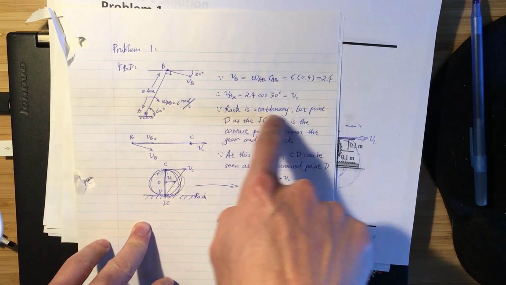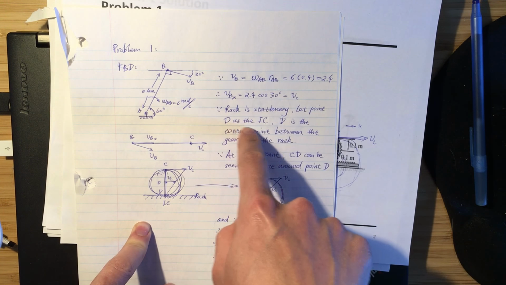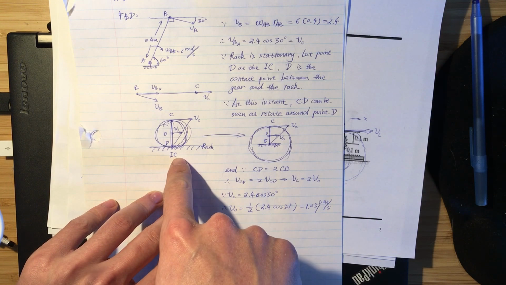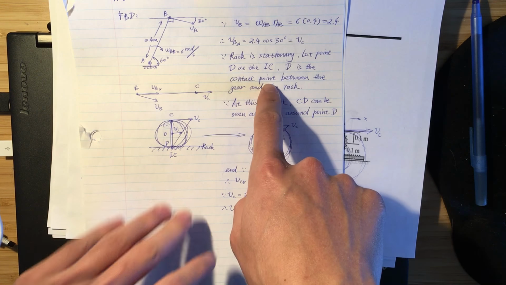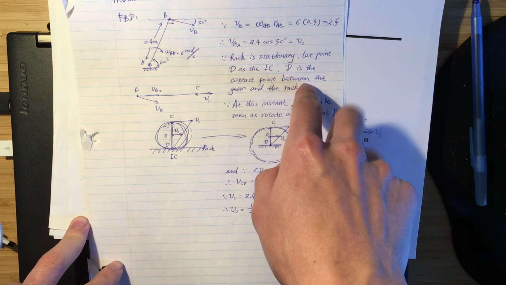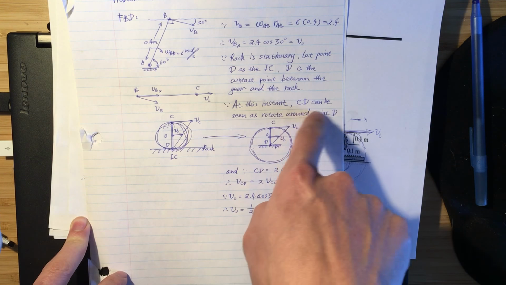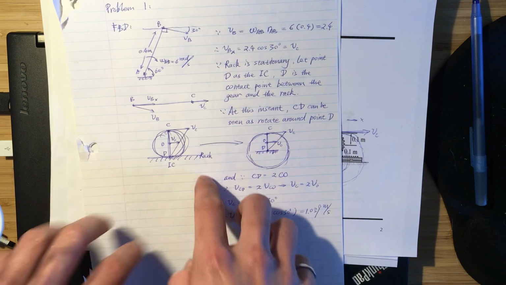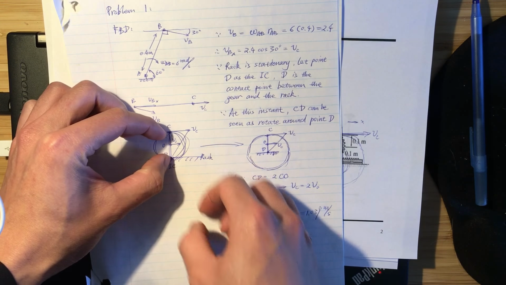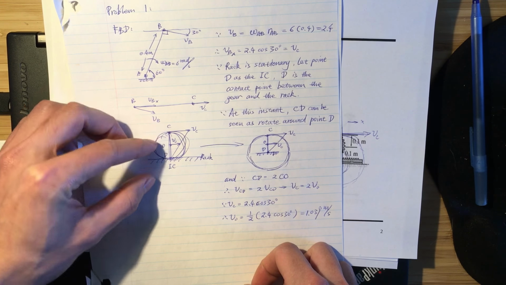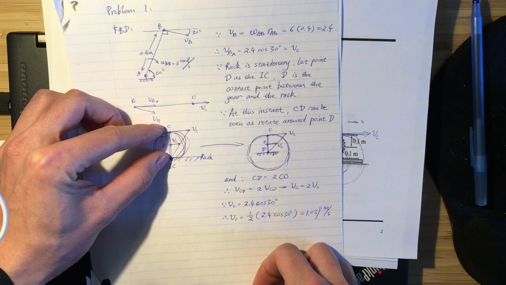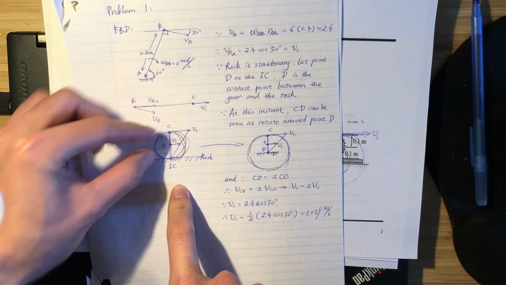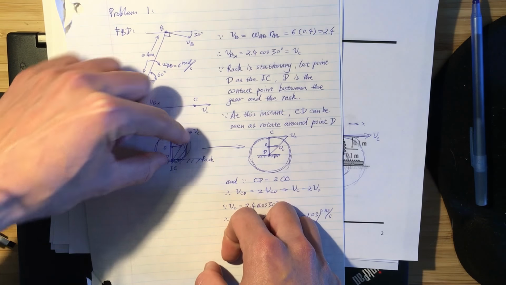Because the rack is stationary, we let point D be the instantaneous center. Point D is the contact point between the gear and the rack, and at this instant, CD can be seen as rotating around point D. You can see CD, the diameter of the gear, at this instant as rotating around the instantaneous center. It's like that.